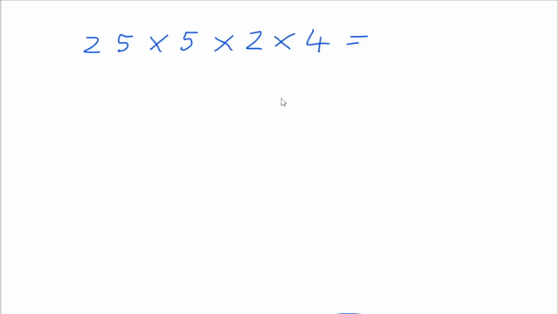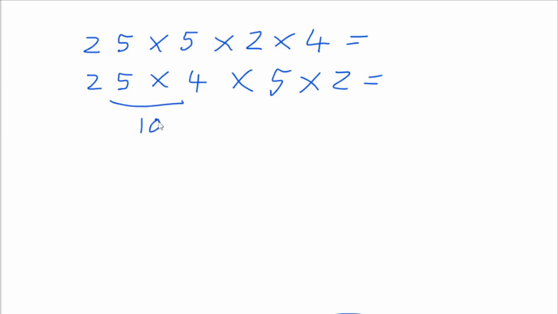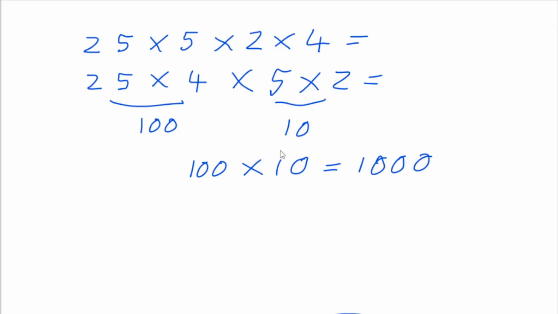Here's a nice collection of numbers to multiply together if you rearrange them and multiply them in the right order. So you'd have the 25 times the 4, and then times the 5 times the 2. And I hope you're spotting that this one's 100 and that one's 10. So that's 100 times 10. The answer is 1000. So by spotting that the 25 and the 4 went together, you made it easier.